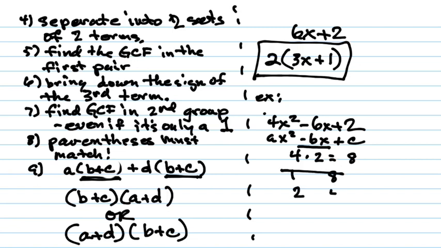So 2 goes into 8 4 times. If I add 2 and 4, does that make 6? Yes. Right? So I need to add them. Well, what do you know? But I need to add them to get a negative 6. So do the signs need to be the same or different? The same, right? So it has to be negative 2 and negative 4.